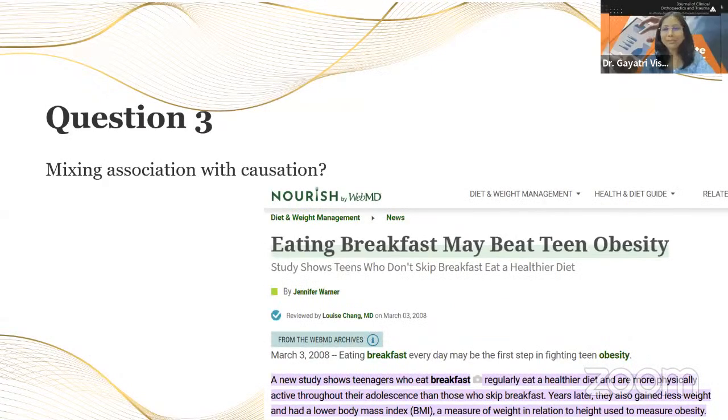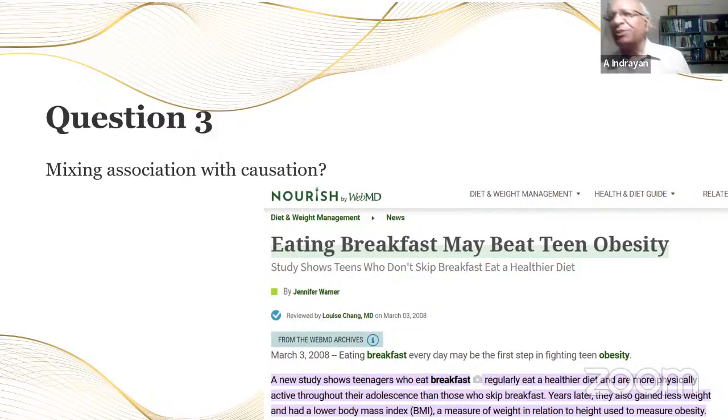So we're coming to the next question, which is bothering me a lot because sometimes you also have to review it. Authors are mixing association with causation. I have shown one example that eating breakfast may be linked to teen obesity. It is published in WebMD, and it is just showing the correlation. If somebody is reading this article, they might get confused: okay, eating breakfast causes, or skipping breakfast causes obesity. Or if somebody is physically active, or something like that. So what is your comment, Dr. Indrayan? We can start with you.